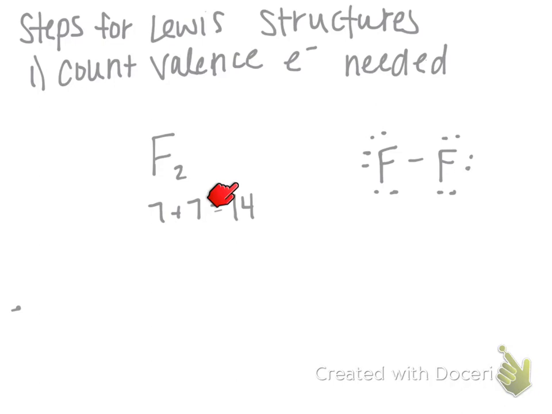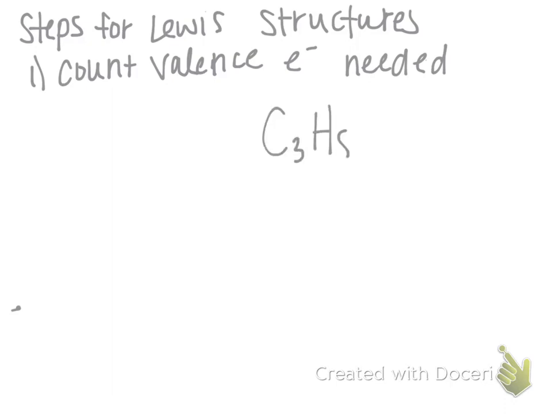We didn't bring in new electrons. We didn't take out any. We used exactly what we had. So step 1 is count valence electrons. So our valence electrons for F2 would be that. If I said count valence electrons for C3H8, let's count valence electrons for that.